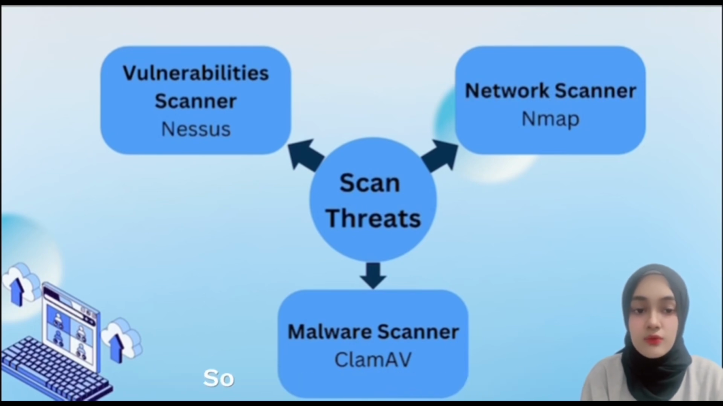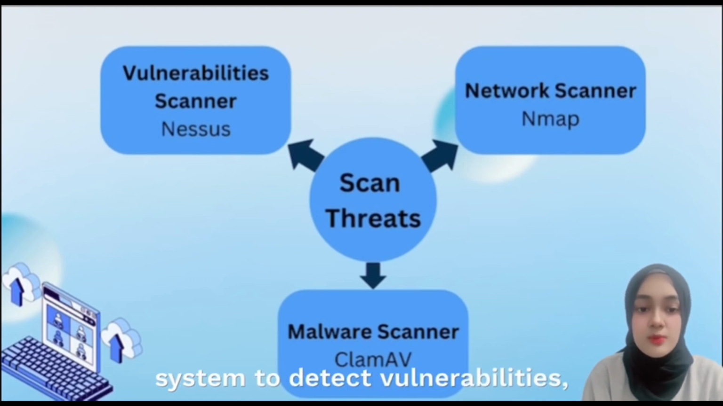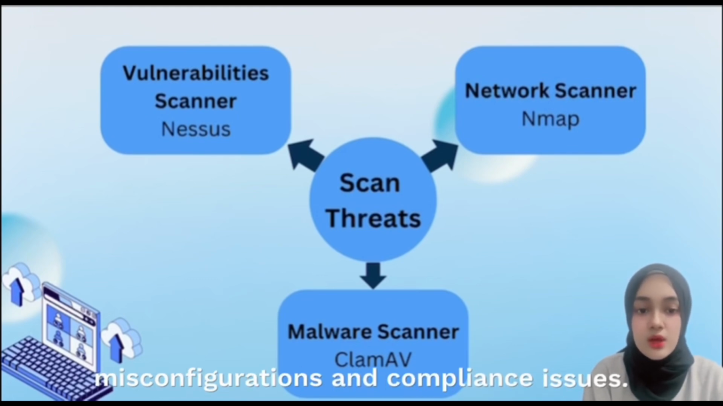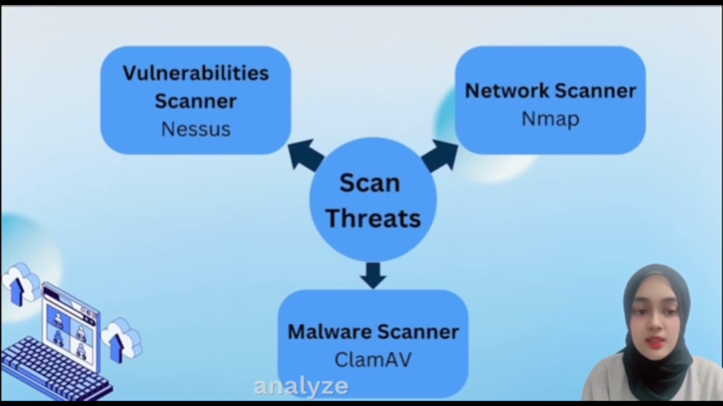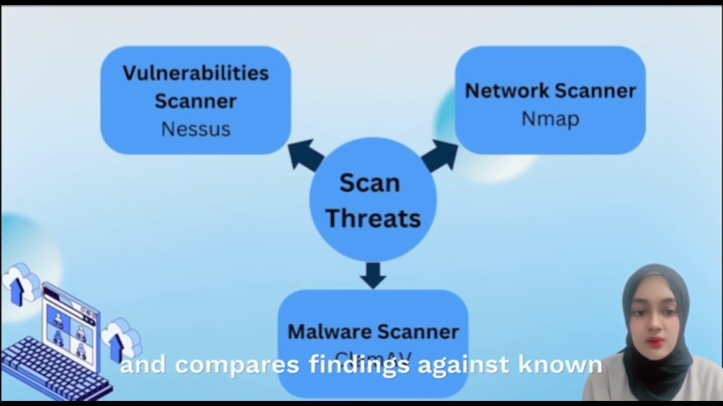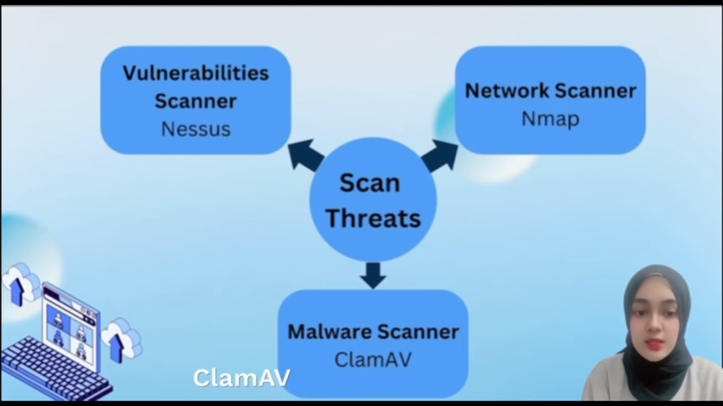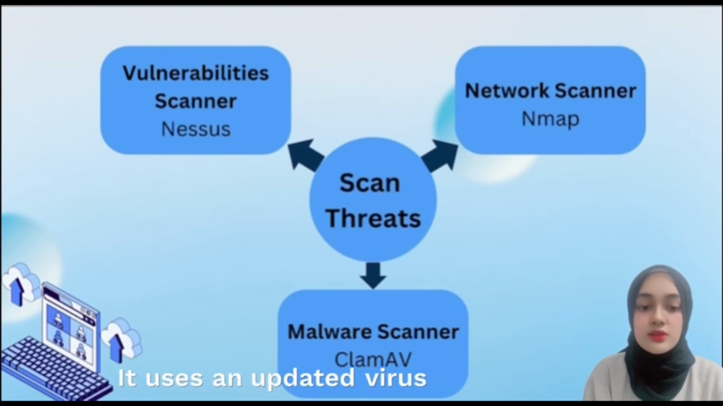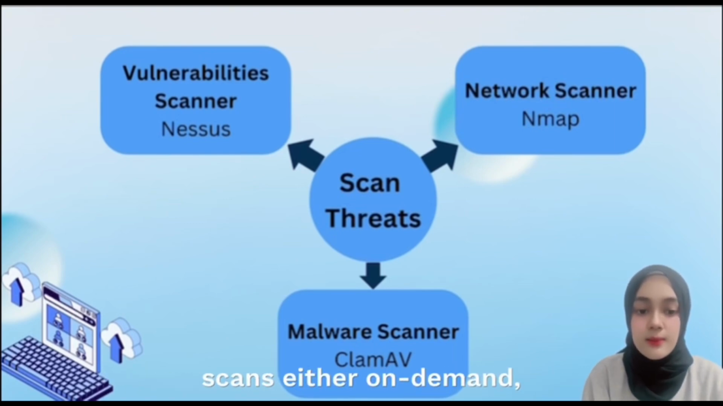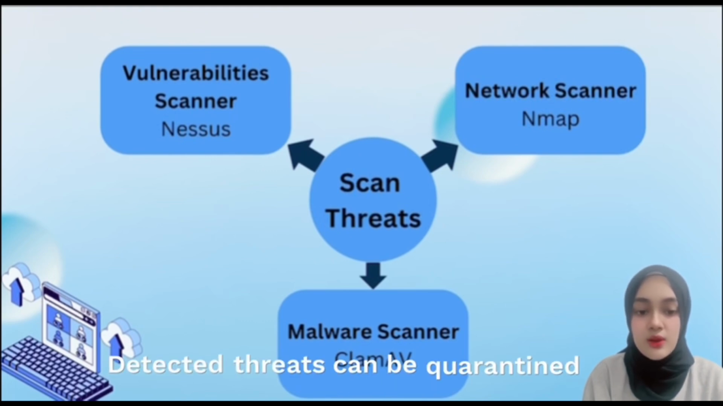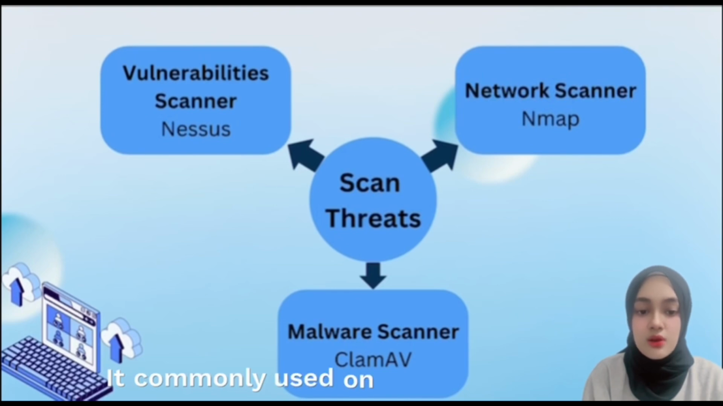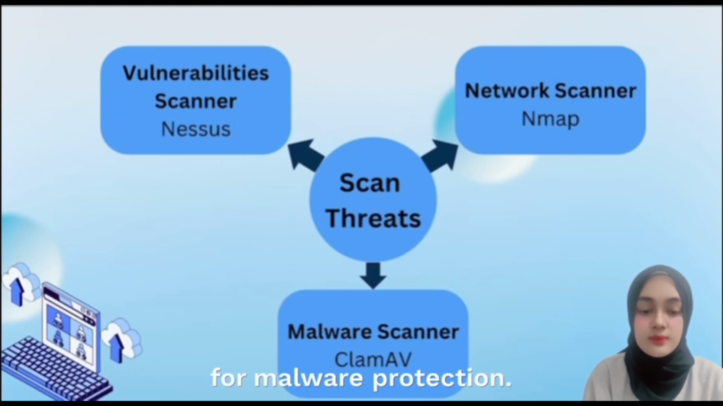malicious activity. So for vulnerability scan, Nessus is a tool that scans operating systems to detect vulnerabilities, misconfiguration, and compliance issues. It identifies open ports, analyzes services, and compares findings against known threats. Second, malware scan. ClamAV is an open source antivirus that detects malware, scans files, and checks email attachments for threats. It uses an updated virus database and scans either on demand, clamscan, or in real time, clamd. Detected threats can be quarantined or removed. It is commonly used on Linux and servers for malware protection.